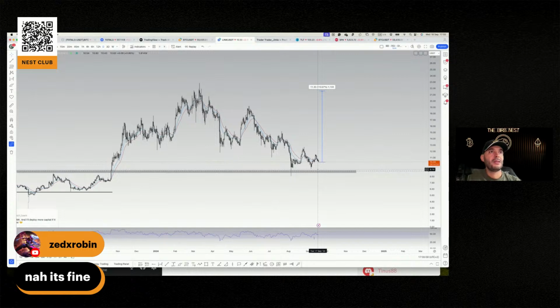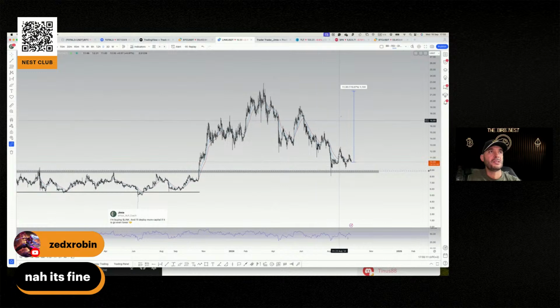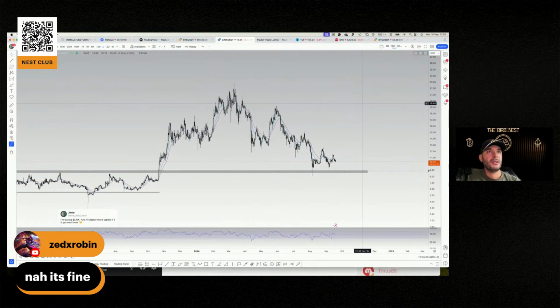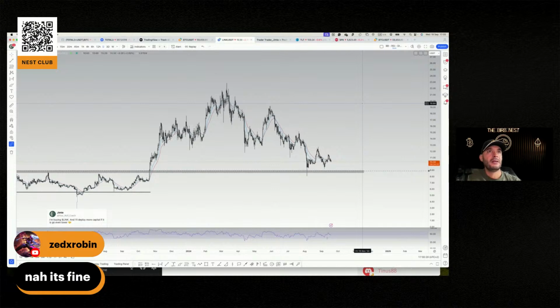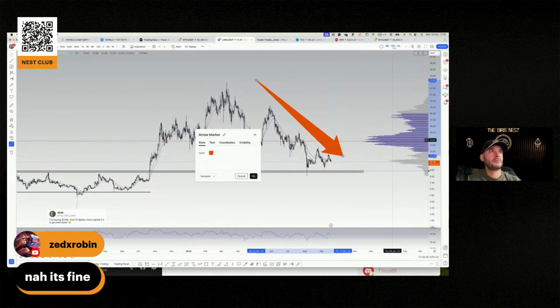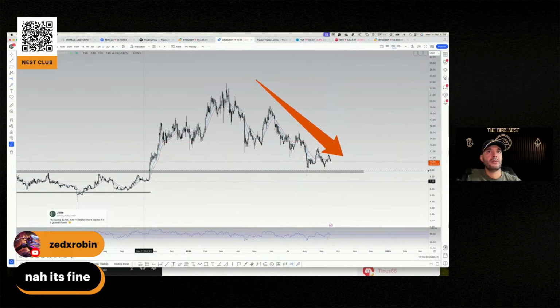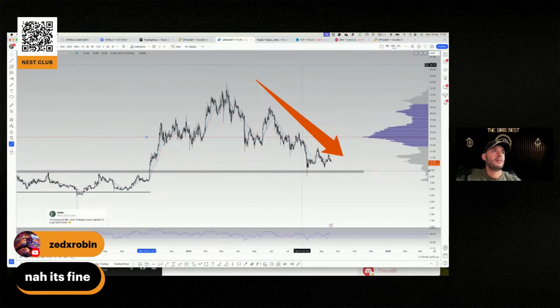That could be a very interesting level for Link if you believe from a fundamental perspective that it has the potential to accelerate. But for now, this is a confirmed weakness. This is like weakness upon weakness here. Let me do the anchored volume profile from here. Away from the value area. No, it wouldn't be that.